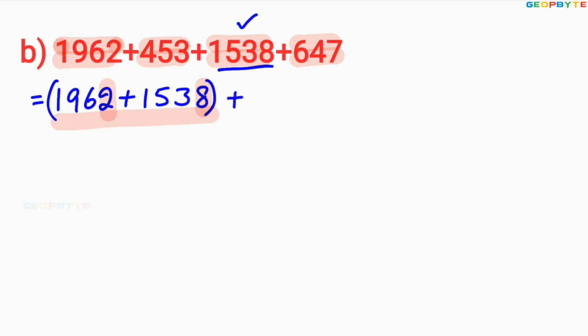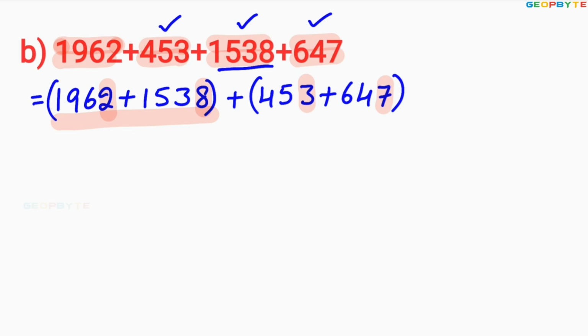Similarly, plus this number plus this number: 453 plus 647. Use the brackets. Again, let us take the last digits, 3 plus 7. What is 3 plus 7? Again 10. Indirectly, this sum is also giving a rounded value. That's why I rearranged like this. So this can be done by you also with practice. Practice is very important. Now first let us add these two numbers.